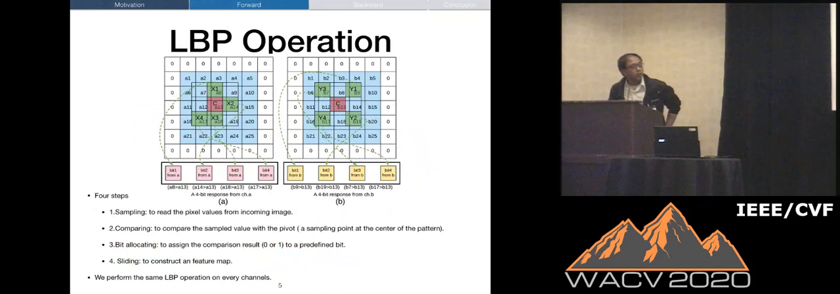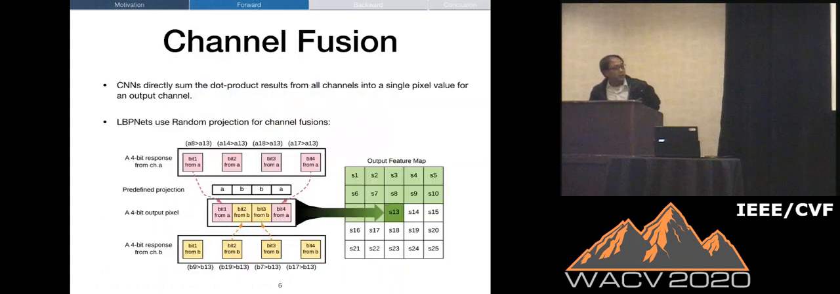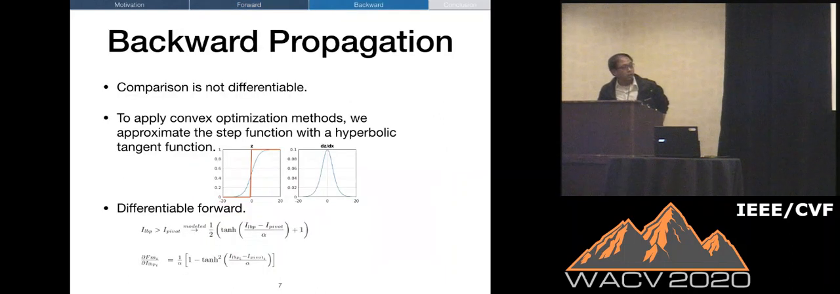Here is the LBP operation we use. There are 4 steps. First, we sample the pixel strength from the learnable apertures. Then we perform the comparison with the pivot pixel, and we allocate the result to a bit array, and then we move to the next position. If there are multiple channels, then we perform the same LBP operation on those channels. And we use a random projection to fuse them together to get a single pixel for the output feature map, so that we can avoid the addition. We want to avoid convolution and addition.